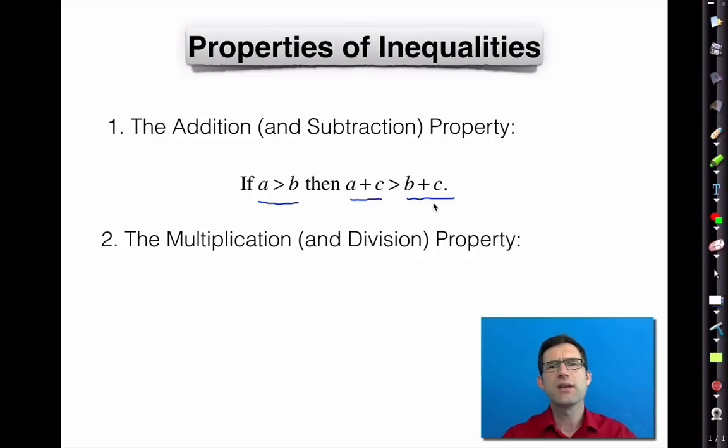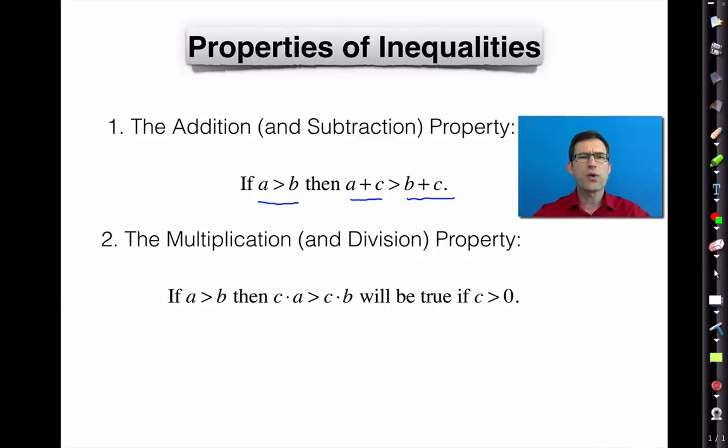But the multiplication and division, that's a little bit worse. So, if A is greater than B, then C times A will be greater than C times B if what we're multiplying by, right, we're multiplying by C on both sides, is positive. So, if C is positive, we're all good.